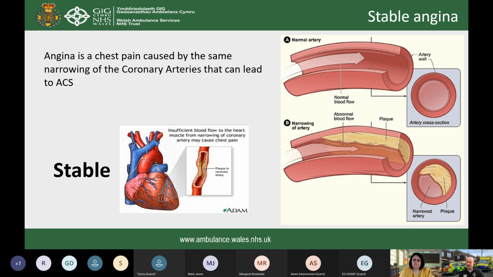So stable angina is the most common form of it, and it is normally down to a trigger, either stress or exercise, but there are some others, and it will stop within a few minutes with rest. I think the timing now is 15 minutes. If it doesn't ease within 15 minutes of rest, then we're more thinking about unstable and ACS symptoms, but it should ease. And Mark talked about GTN as well. With medication, GTN will ease it too.